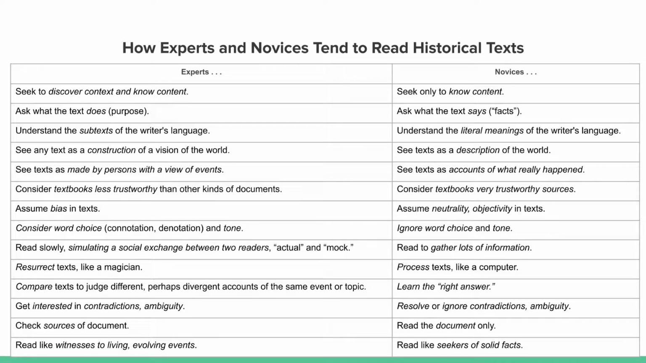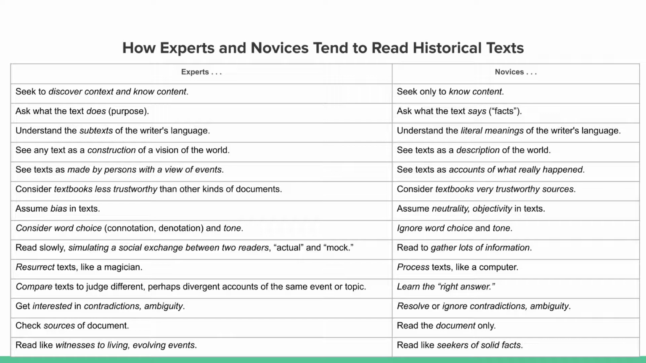So an expert seeks to discover content and know content, where novices only seek to know content. Experts ask what the text does, what is the author's purpose, and novices ask what the text says or the facts of the text. Experts understand the subtext of the writer's language. Novices understand the literal meaning of the writer's language. Inferring is very hard for a novice reader usually.